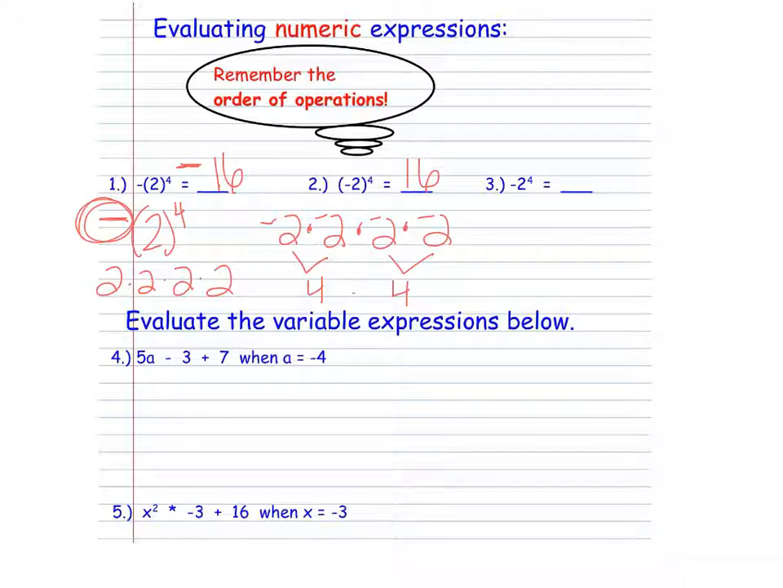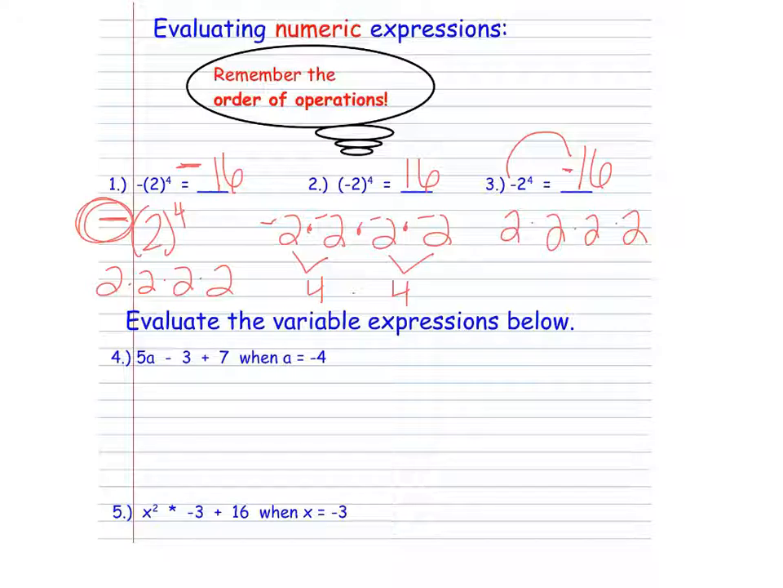Now look at number 3, no parentheses at all. If this is the case, we solve it much like number 1. We ignore the negative sign and we think 2 to the 4th. 2 times 2 times 2 times 2, which we now know is 16. And then we take the negative sign from the front and we just attach it to the answer. So 1 and 3 are very similar. We ignore the negative signs until the end, and then we just put them on the answer. Number 2, because of the parentheses, we keep the negative with the number the whole way through solving the problem.